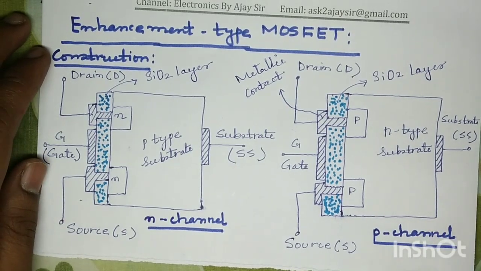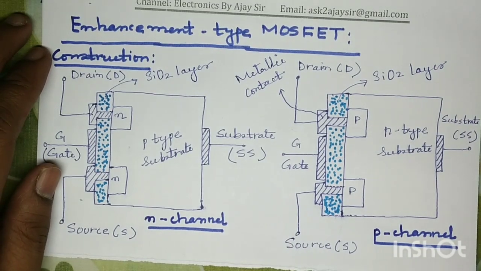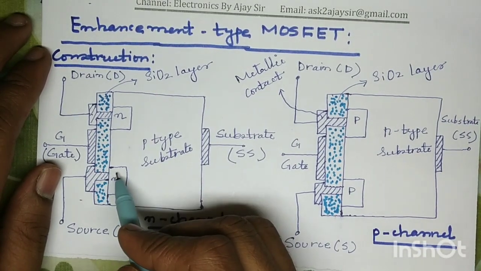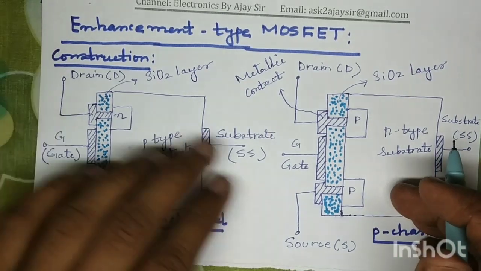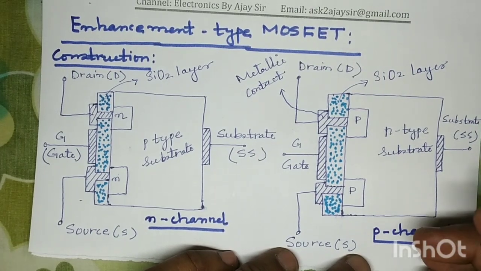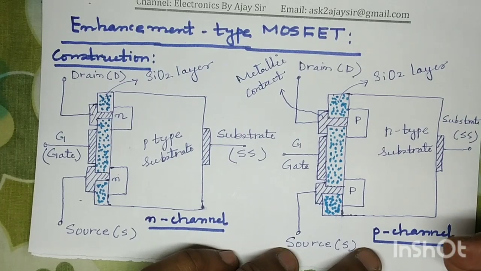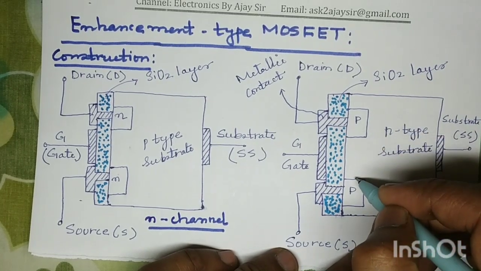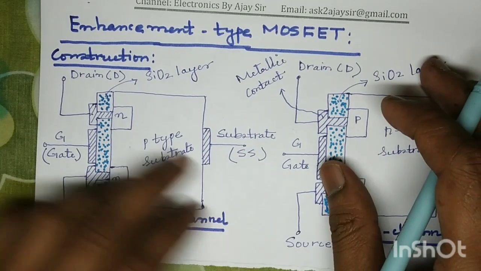So construction wise, the enhancement type MOSFET is similar to that of depletion type MOSFET, except the absence of the channel between these two n-doped regions. Similarly, the construction of p-channel enhancement type MOSFET is very similar to p-channel depletion type MOSFET, only the absence of the p-channel between these two p-doped regions.